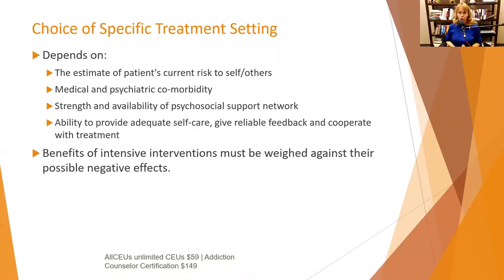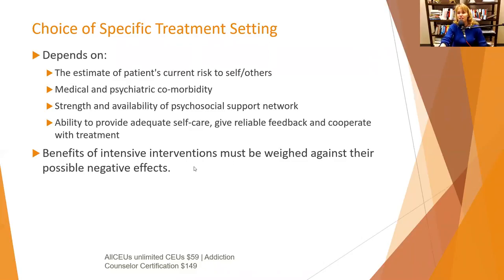suicidality. We want to look at the strength and availability of the psychosocial support network, the one they have, and are they willing to reach out? Are they willing to go to support groups? Are they willing to connect with other people who could be helpful to them? And their ability to provide adequate self-care, give reliable feedback, and cooperate with treatment. So, can they do what they need to do on a daily basis? If not, then we need to consider residential.